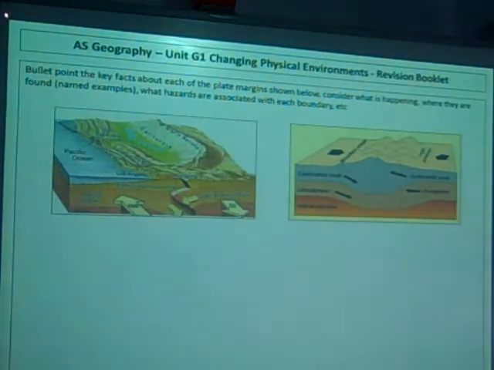Another key skill is knowing and understanding the different types of plate boundary. So what you might want to do is draw a diagram or get a copy of the different types of plate margins and actually consider what is happening there. And maybe using named examples, describe the processes, maybe in the way of a flowchart.